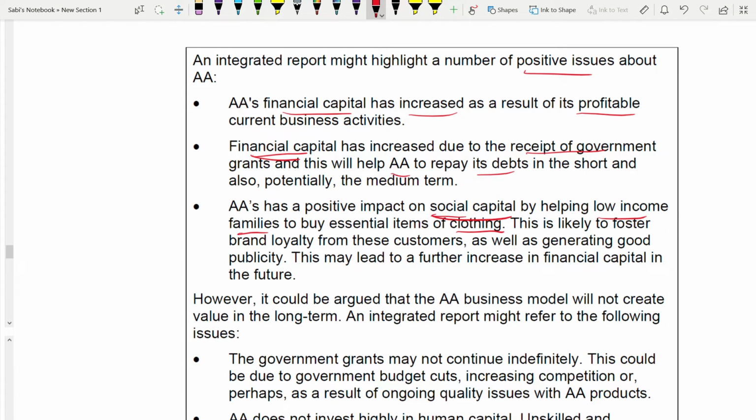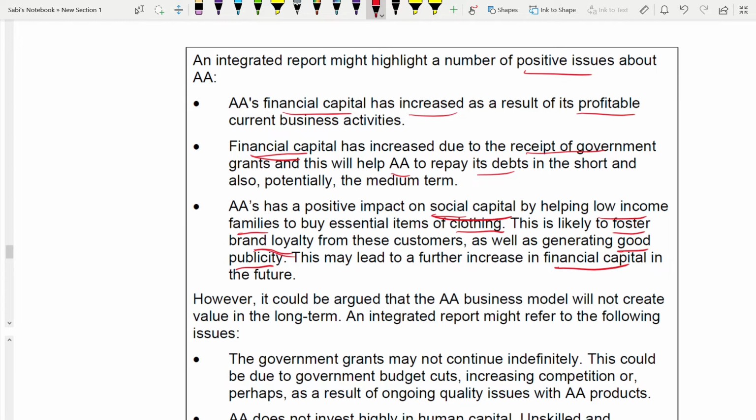Okay, so because of this, it's likely to foster brand loyalty. More and more people will come and buy your product, they'll be loyal to you. And because of this, good publicity, because I told you social means relationship capital is the same thing. So good publicity will create better relations with your customers and your suppliers. Because of this, again, this will have an impact on your financial capital. It will help your financial capital. That means your profit will go up in the future.